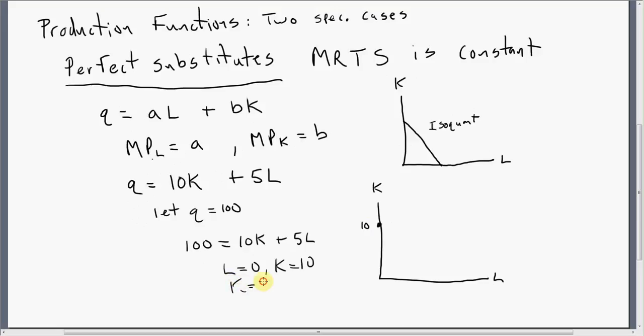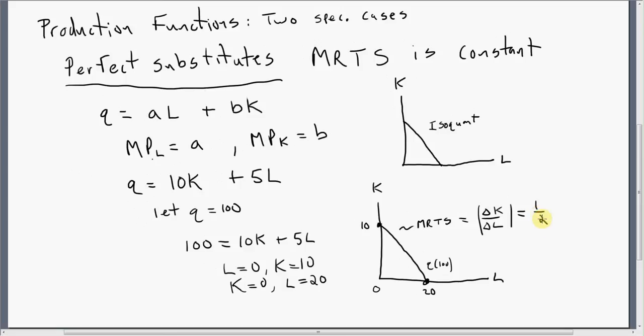Alternatively, if K equals 0, we can produce 100 units of output by using 20 units of labor. 5 times 20 gives us 100, and K is 0. So our isoquant looks like this for 100 units of output. So here again, the slope, the marginal rate of technical substitution, which is the absolute value of the slope, doesn't change. So the marginal rate of technical substitution in this case is 1/2.